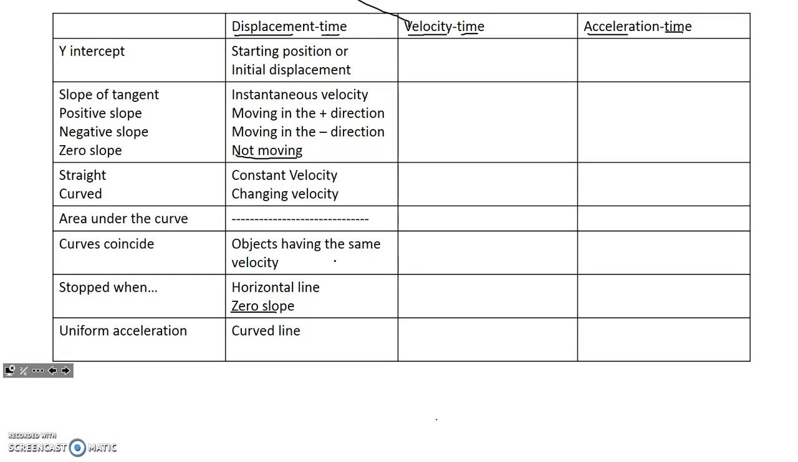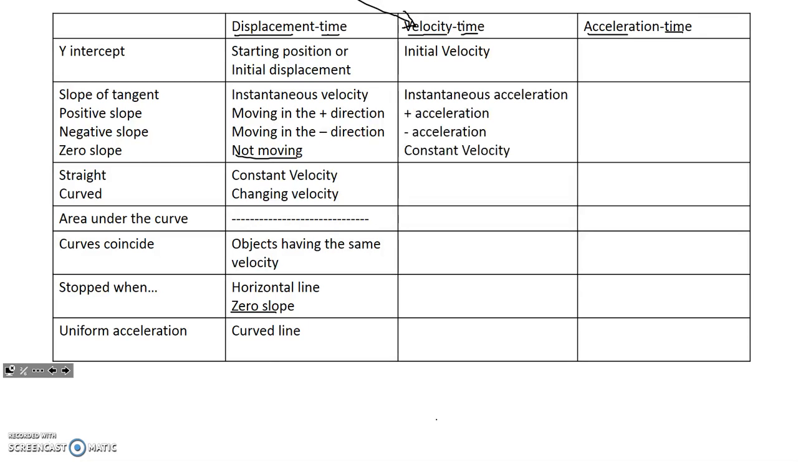We're going to move over now to the velocity versus time line. The y-intercept for a velocity versus time graph is the initial velocity. So it's what is the speed initially? Is it at 0, which it could be, or are you starting off at 60 miles an hour?